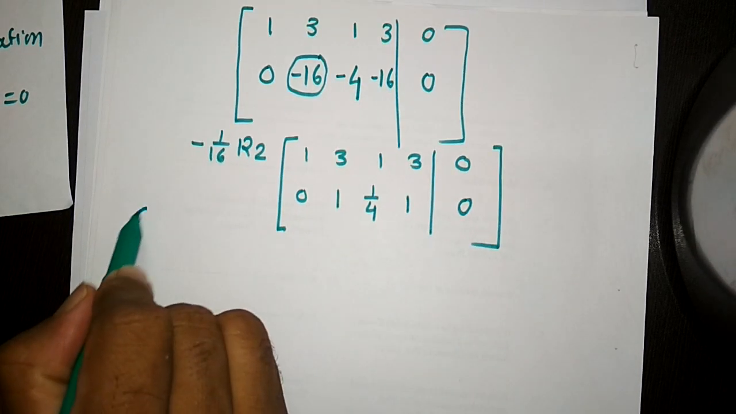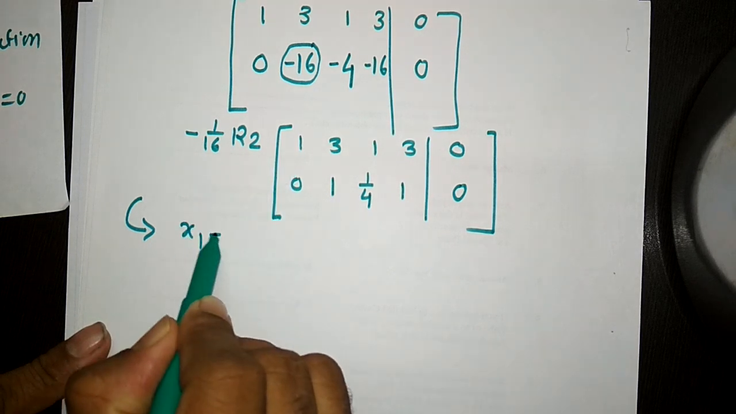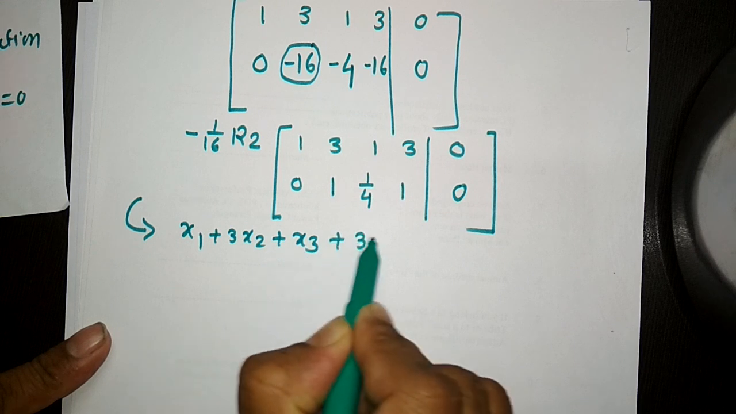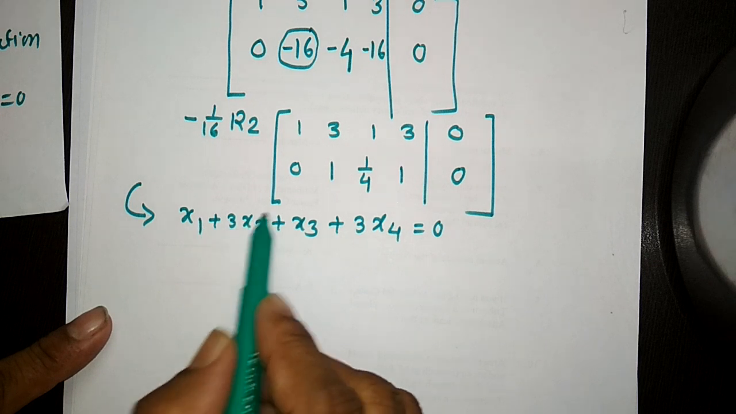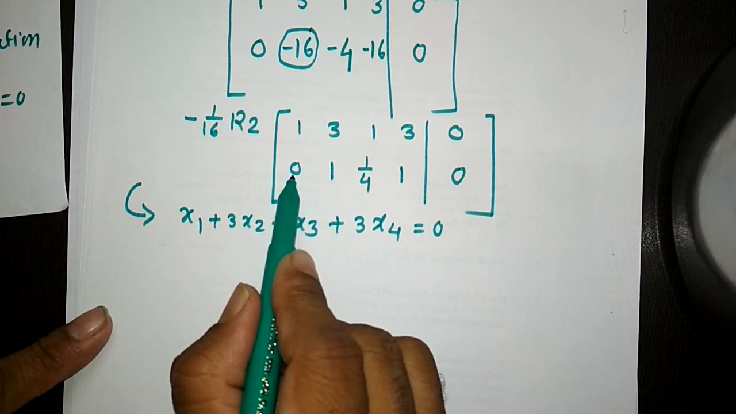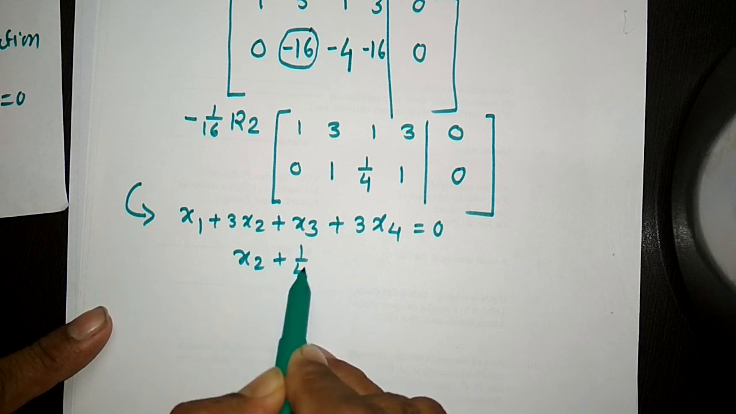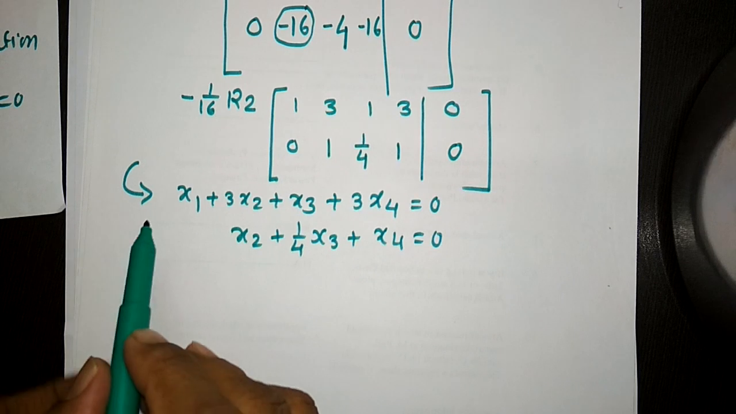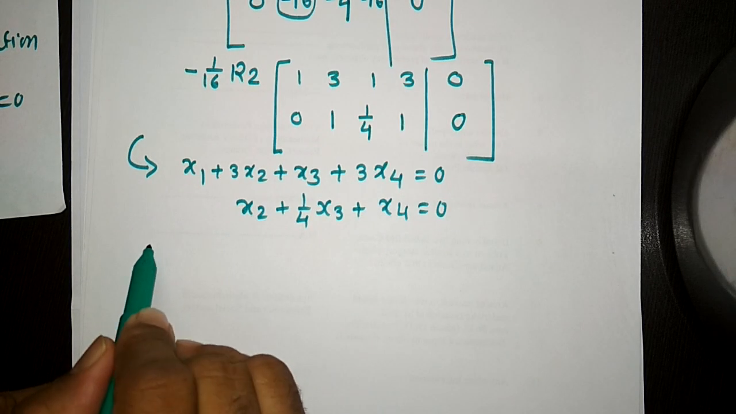Now convert this matrix to the equation. So this is x1 plus 3x2 plus x3 plus 3x4 is equal to 0. Next one is 0x1, that is only x2, that is x2 plus 1 by 4 times x3 plus x4 is equal to 0. We observe that there are two equations but there are 4 variables.